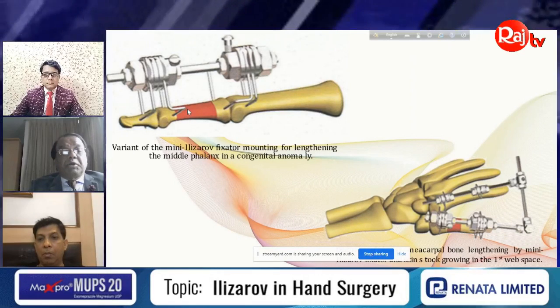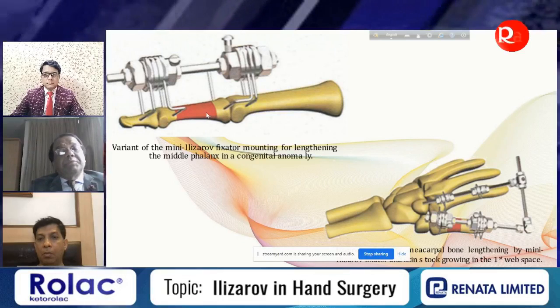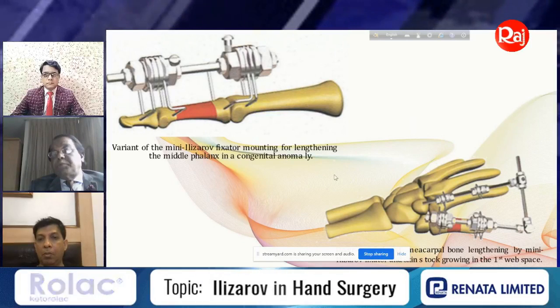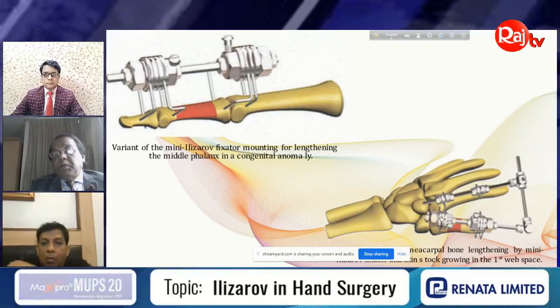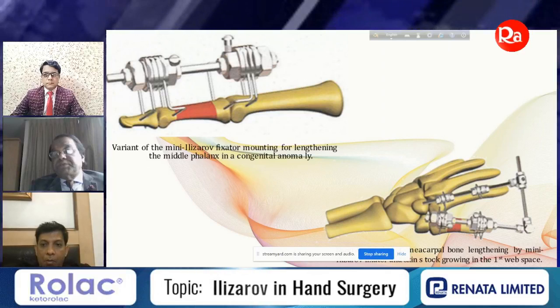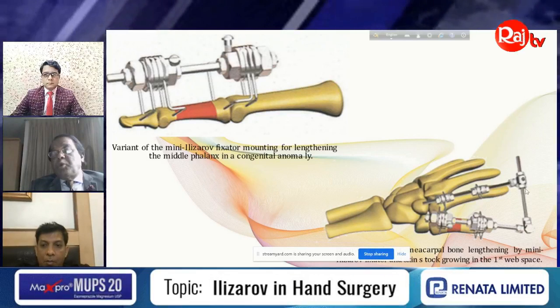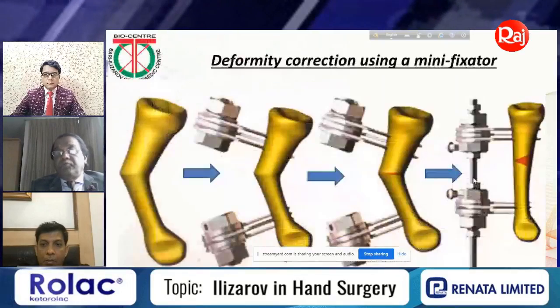I'll show you later on. This is the congenital anomaly. Even in trauma, you could put it like that. See here, this is the thumb. If you want to do a lengthening of this, you can do it this way. Fixed like this. And this is a small mini bar. You can fix here and here and go for lengthening.